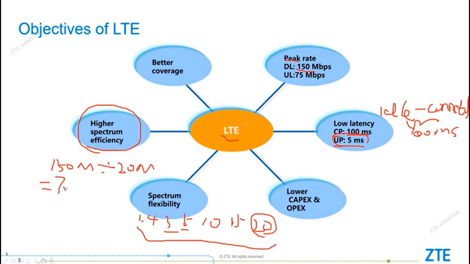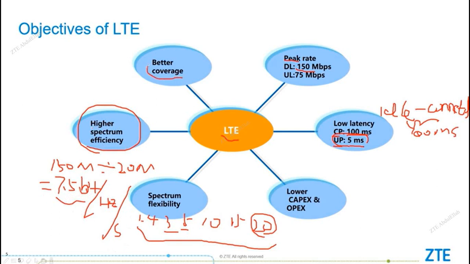It is 7.5 bits per hertz per second, right? So this is the LTE spectrum efficiency. That means 1 hertz in 1 second can support 7.5 bits. So we can compare with 3G. For 3G, this value is lower than LTE. So that's why we say LTE has a higher spectrum efficiency.